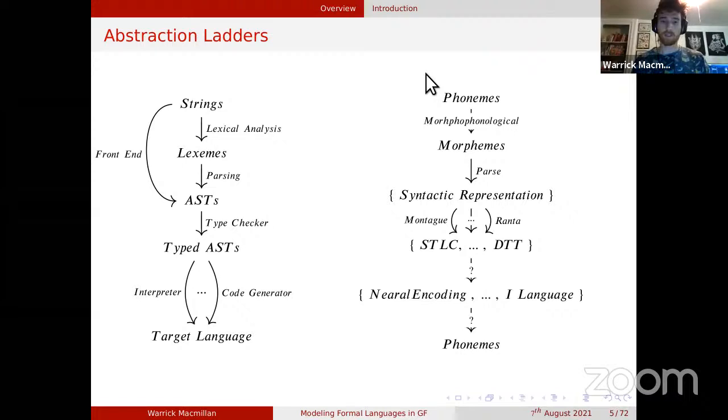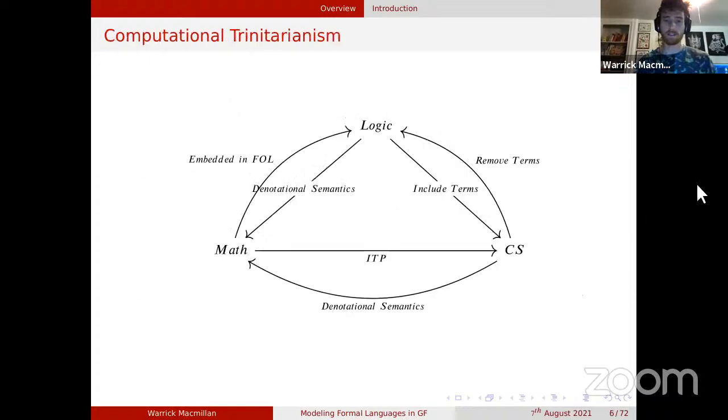The first slide of real content or substance compares what we'll call a computer scientist's analysis of language, from the programming language implementation perspective, in opposition to the linguistic perspective on natural language. We call those the abstraction ladders.